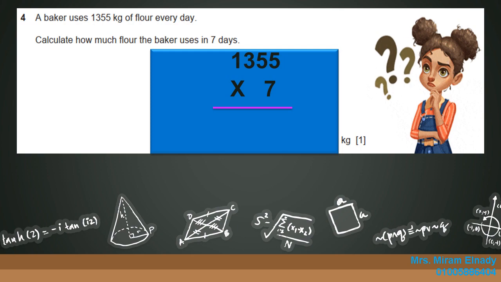Then normal multiplication. Remember, 7 times 5, 35, 3 up and 5 down. Then 7 times 5 again, 35 plus the 3, 38, 3 up, 8 down. 7 times 3, 21, plus the 3, 24, 2 up, 4 down. And the last thing will be 7 times 1, 7, plus 2 will be 9. This is the final answer, 9,485 kilograms.